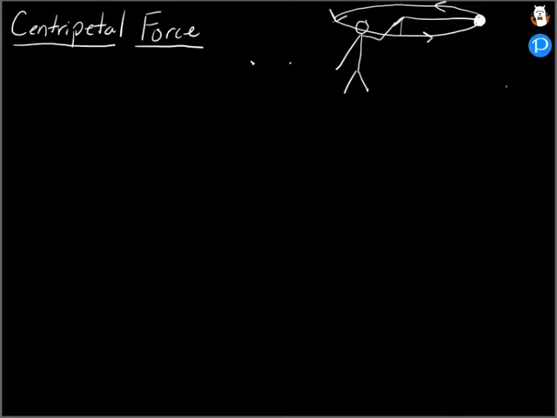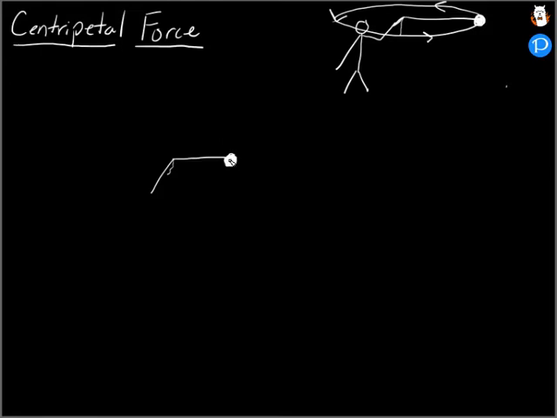Well, now let's think about centripetal force. So let me redraw this down here. Here's the yo-yo, here's the string that it's attached to, the person holding on to it, there's their arm. Now let's just label the forces that this object would feel.